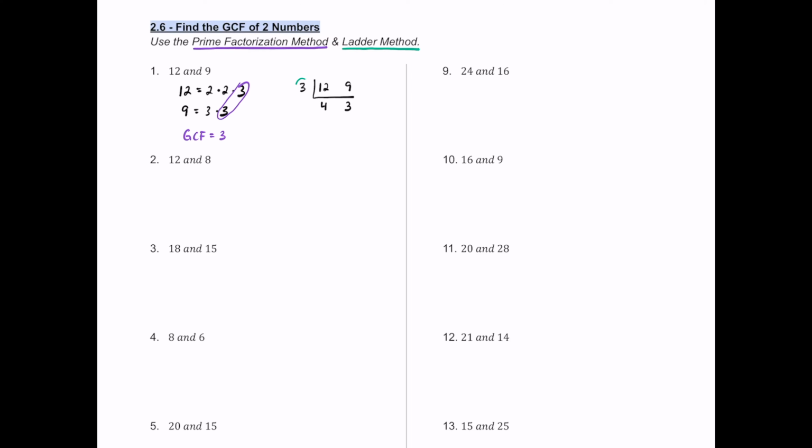So if you look at this 3 on the side here, this 3 actually matches the GCF. So you can notice here that the GCF of 3 is this one number that's on the side here. If you have more than one number on the side, then you go ahead and just multiply them together.